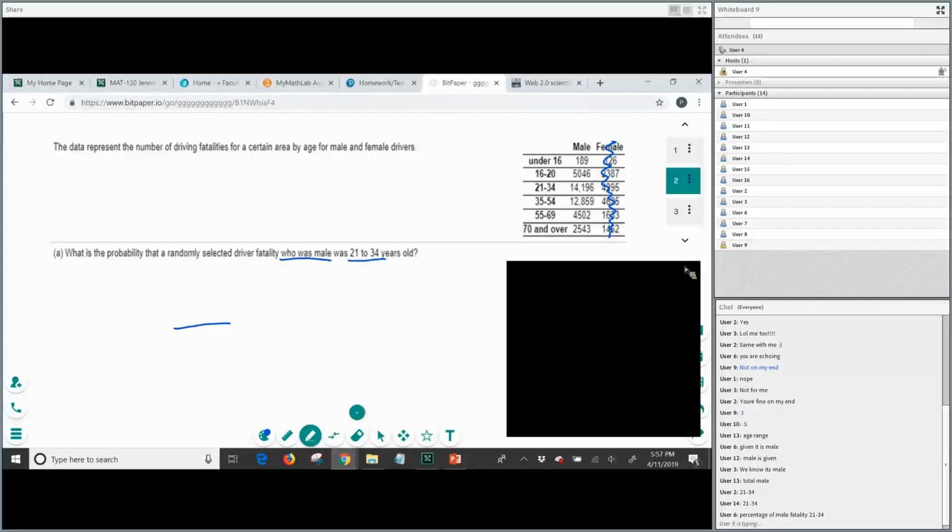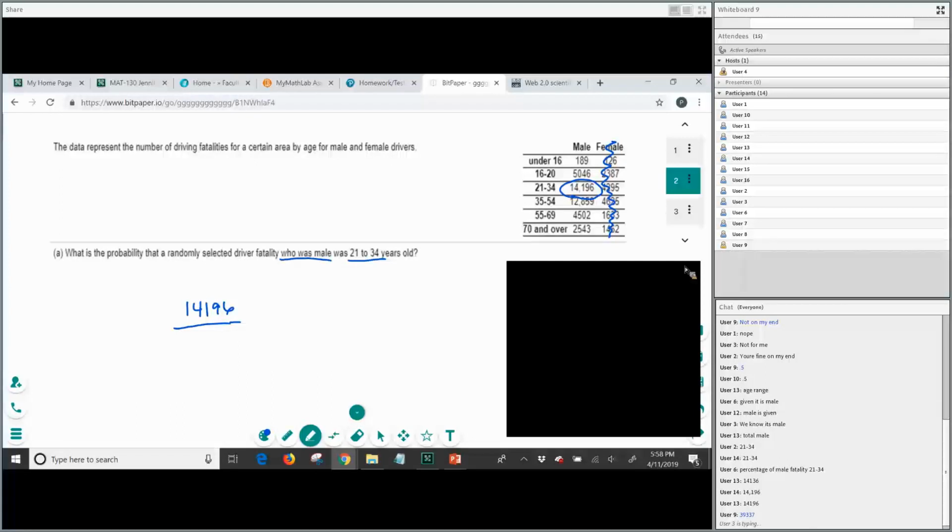It said driver who is male and was 21 to 34 years old. So when I set up my probability here, the top of the fraction had better be the number of people that fit that criteria. So how many people were there that fit that criteria from the table? Yes, it was this one right here, right? This is the number on the row for the 21 to 34 age range. So that number, 14,196, is going to go up at the top.